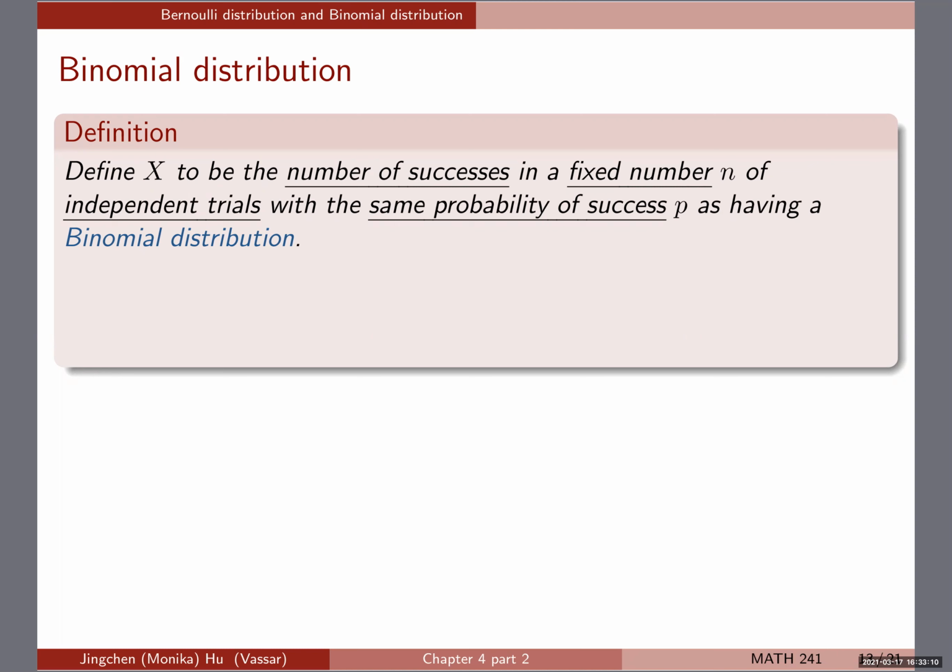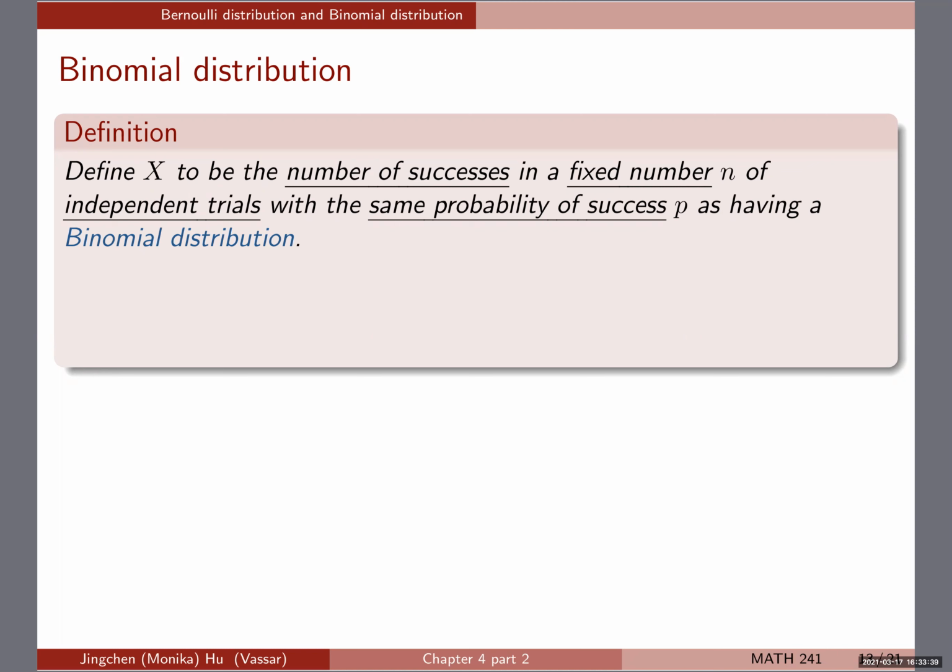So the name, again, remember the binomial theorem and stuff like that we did before? It's related. So let's see how they're related by starting with a definition. We define X to be the number of successes in a fixed number n of independent trials with the same success probability P as having a binomial distribution. So it sounds a little bit complicated. Let me try to break it down for you a little bit.